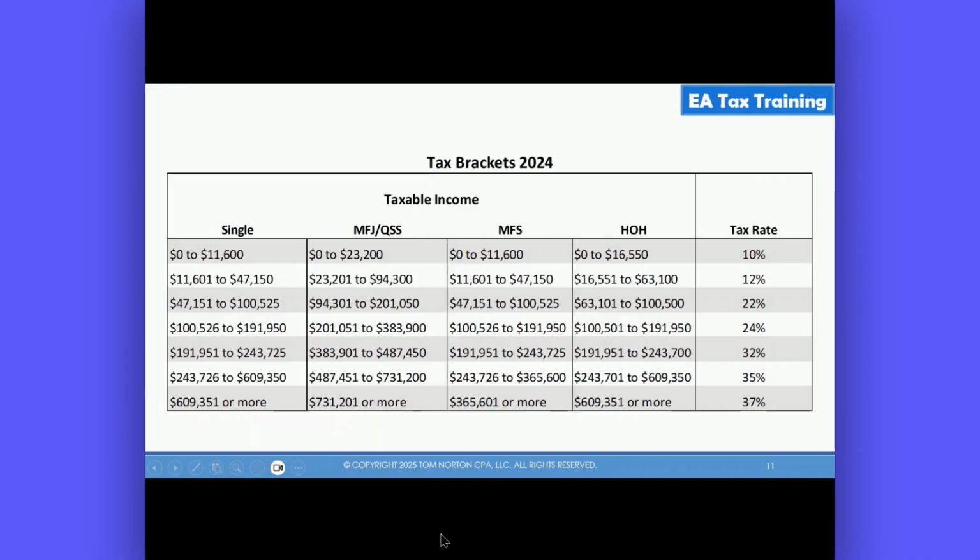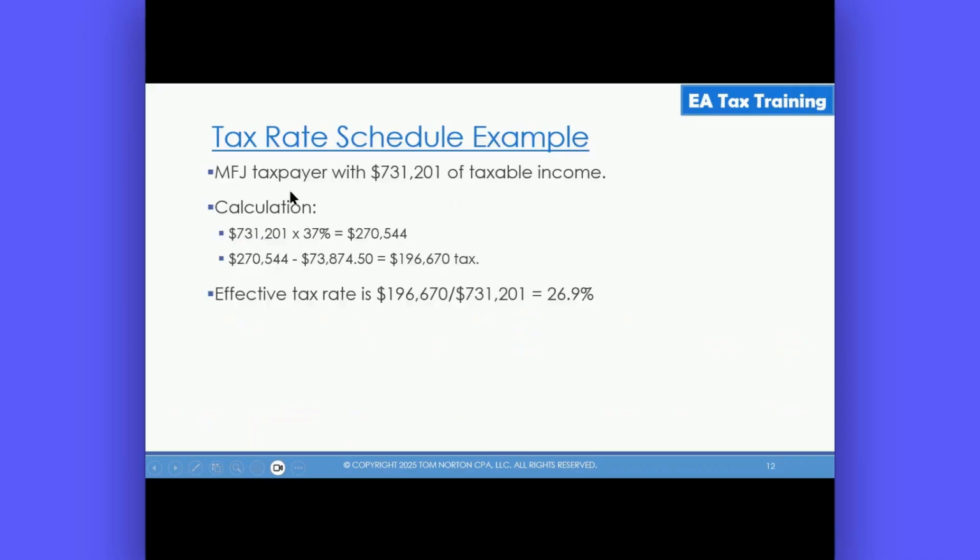So let me prove it to you by looking at an example. Remember this: married filing jointly, $731,201. Let's say you have that taxable income for a married filing jointly couple. Here is the calculation from those tax rate schedules. You take the $731,201, you multiply by 37%, that gives you $270,544. If our client who misunderstands tax brackets was correct, then that is the amount of tax that this couple would owe.